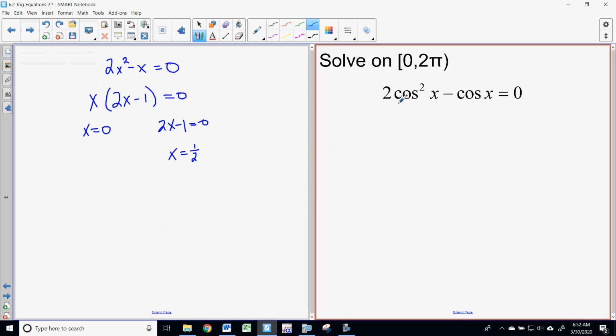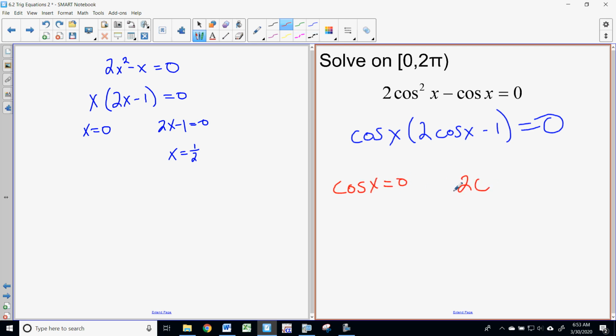But instead of 2x, I have 2 cosine. So I'm going to factor this the same way. I'm going to factor out the cosine. So hopefully you can see I've done just like x, but now with cosine. Now I have cosine of x equals 1/2, and cosine of x equals 0, just like I did over here. But instead of x, I have cosine.